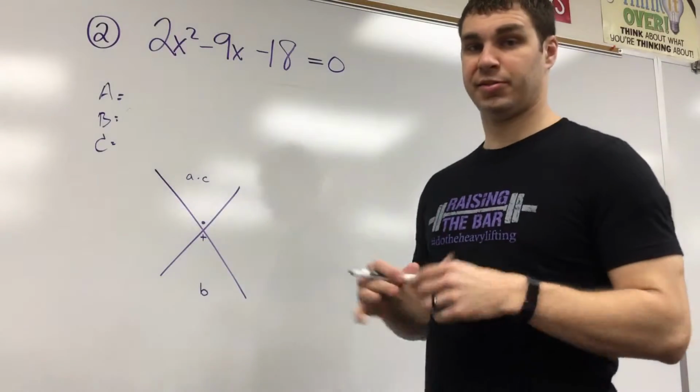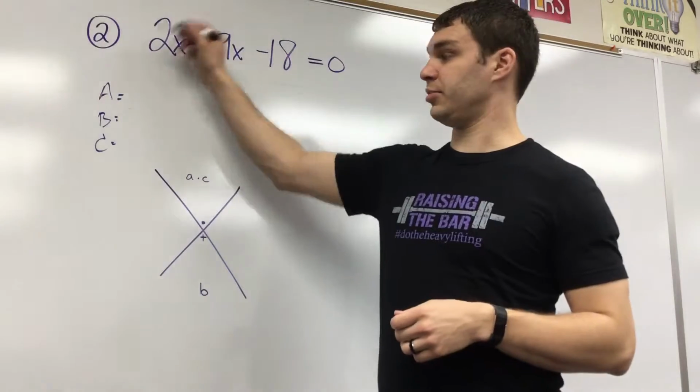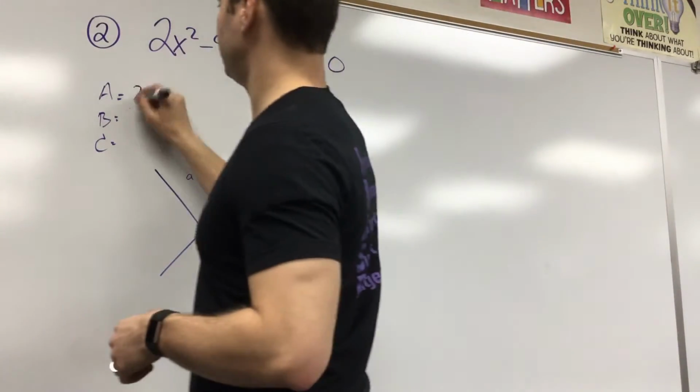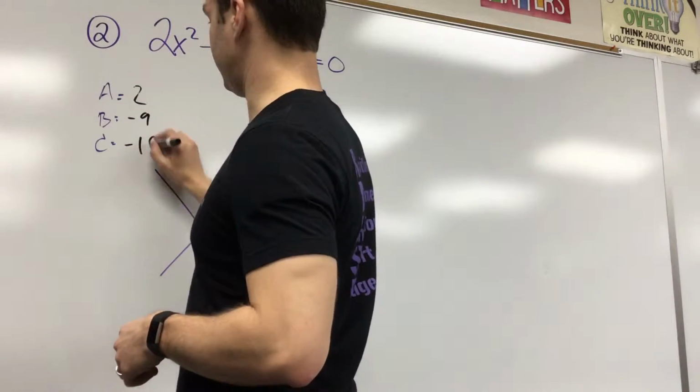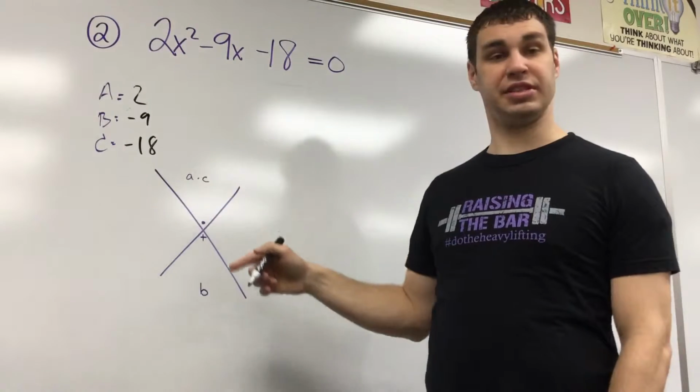All right, this next problem says solve by factoring. Again, it's set equal to 0, but our a term is 2. In fact, our a, b, c are 2, -9, -18. All right, 2, -9, -18. So let's go right ahead. Since there's no GCF, we're going to jump into a times c, which is -36.